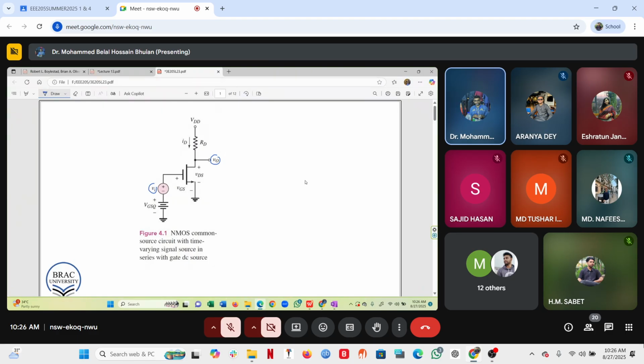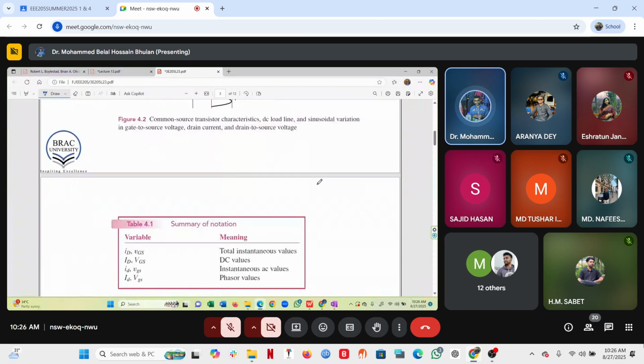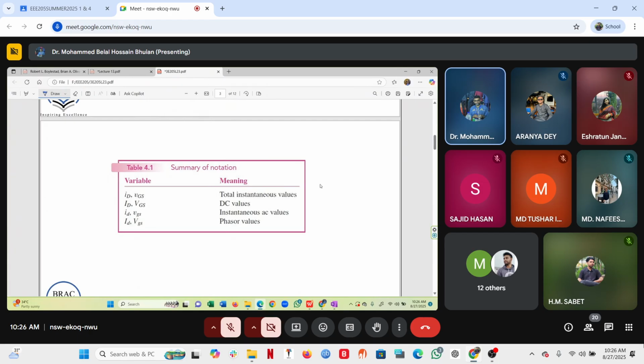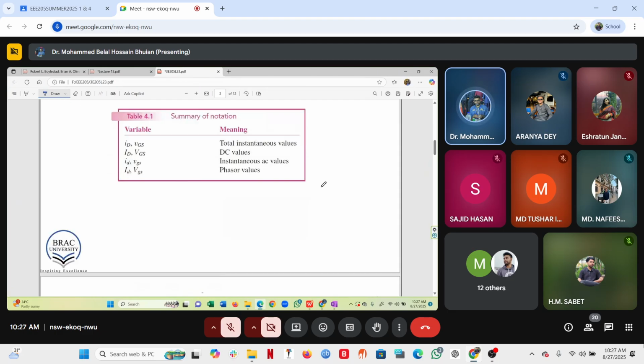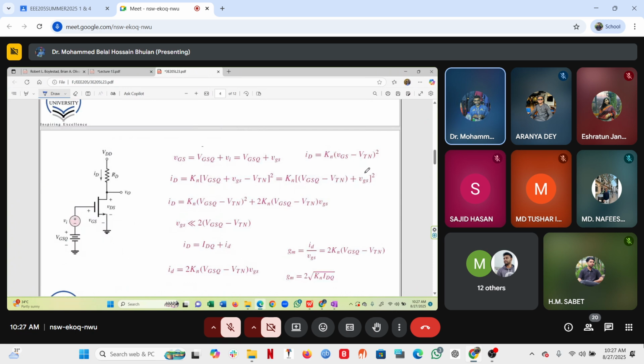Again, the same thing applies. If the parameters, current and voltage, are capital and the corresponding subscripts are also capital, it indicates DC values. All small letters indicate small AC values, and mixed indicates total instantaneous values. Of course, since it is a MOSFET, it is operating in the saturation region.